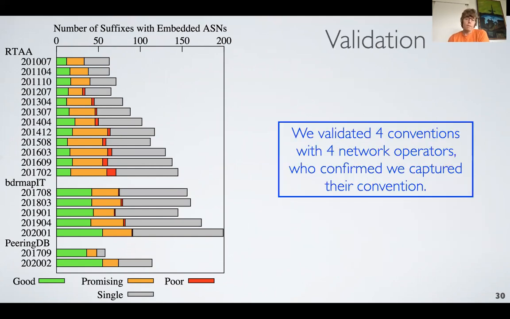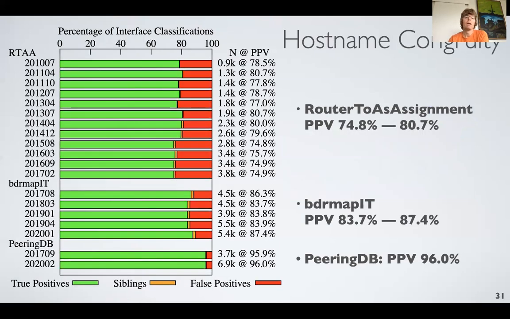We validated 4 of the inferred naming conventions with 4 network operators, and they all confirmed that we captured their convention, and there are details in the paper about this. And then finally, we looked at the agreement between the training ASNs and the ASNs embedded in the hostnames. With the router to AS assignment methodology, the positive predictive value between the ASNs in the hostname and the training ASNs was between roughly 75 and 80%. With border map-it, the PPV was between 84 and 87%. And with parent DB, the agreement was 96%.